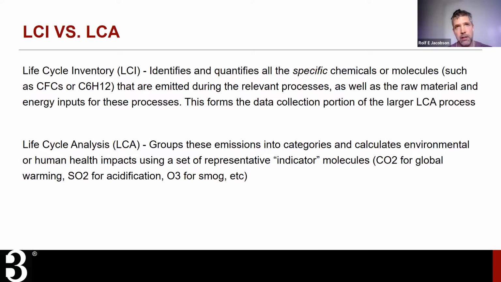And we calculate, or we estimate, those environmental impacts using something called indicator molecules. And I'm sure that most of us are familiar with some of those indicator molecules already. For example, CO2 is frequently used as an indicator for global warming. Ozone is frequently used for smog or ozone depletion.